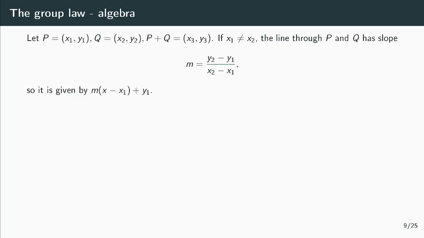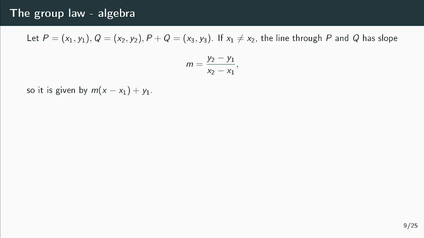While the geometric view is a nice way to understand the group law, it does not allow us to make computations, for example over the finite fields. For that, we need an algebraic approach. If we have two affine points P and Q given by their coordinates, it would be nice to be able to express the coordinates of their sum. So let's try to do that now. First, let us consider the case when the x-coordinates of P and Q are different.